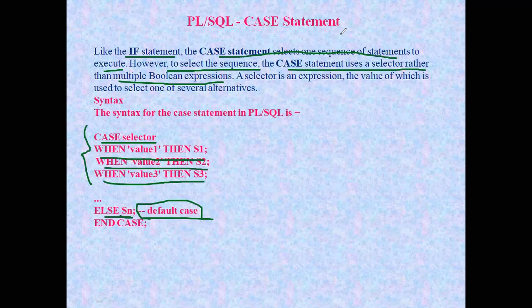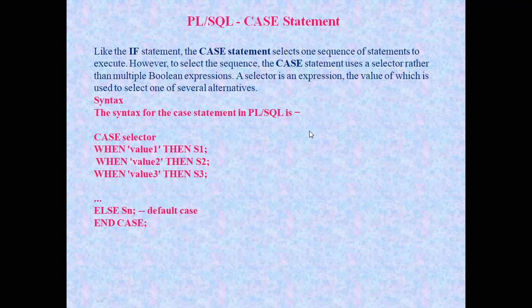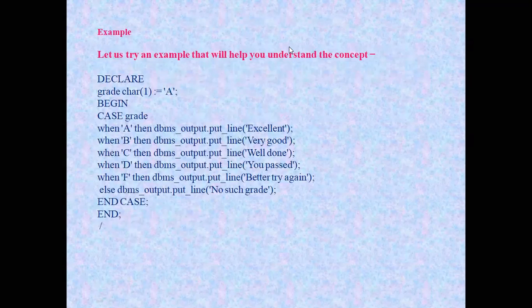So let me show you an example of the case statement. First of all, we have declared a grade of character type and its value is A. Now I begin the section, so I am using case. There are so many cases. The selector is my grade, because we select on the basis of grade, so after case we have written grade.